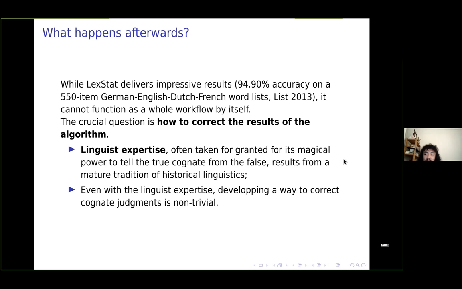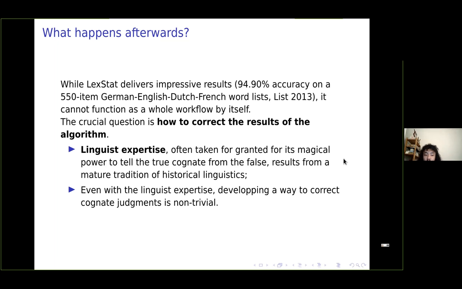This problem itself has two dimensions. The first thing is, of course, our idea that we want to explore new language groups. So when you develop an algorithm, you think that there are trained specialists who have this magical power to tell the true cognate from the false, but this magical power is downstream to a very, very mature tradition of historical linguistics. So basically, if we don't think very deeply about those kinds of problems, you're basically having computers helping people to do things that people can already do, but cannot help people doing things that they don't. And the second thing is what I will call the Chinese typewriter problem.